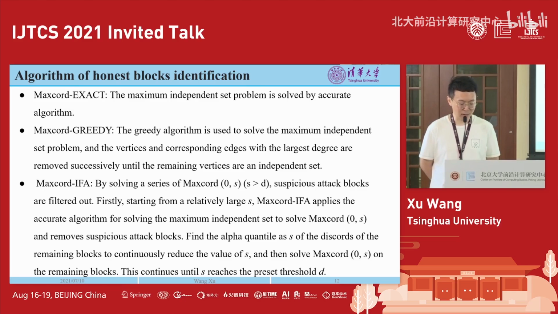Then we find the alpha quantile of the discords of the remaining blocks to continue reducing the value of S, and solve the MaxClique-0s on the remaining blocks. This continues until S reaches the preset threshold. Actually, the heuristic algorithm is quite similar to making sculptures. First, we sculpt the basic shape, then we make some detailed corrections.